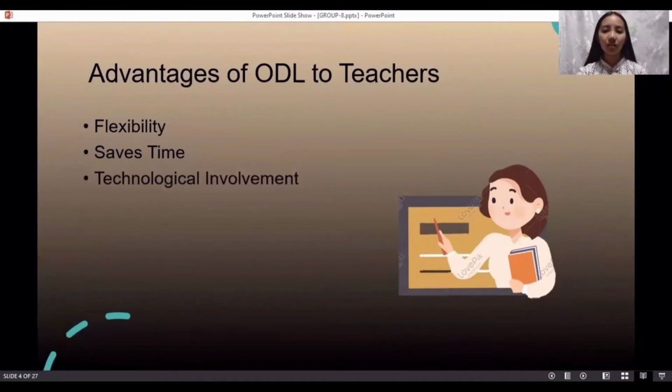Technological involvement. The computation of grades and scores are all automatic by the use of computer. And lastly, the learning platforms, like Canvas, tools can enhance teaching power and save more time and effort and allow greater focus on other priorities.